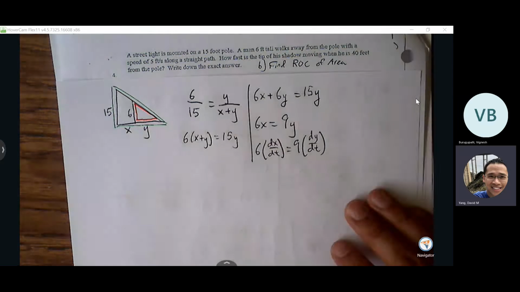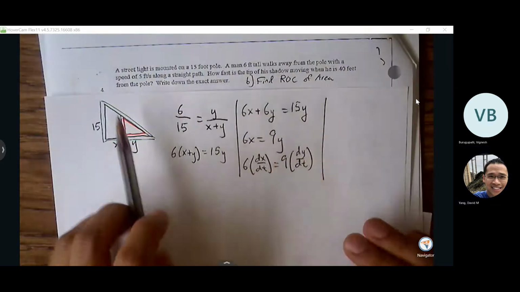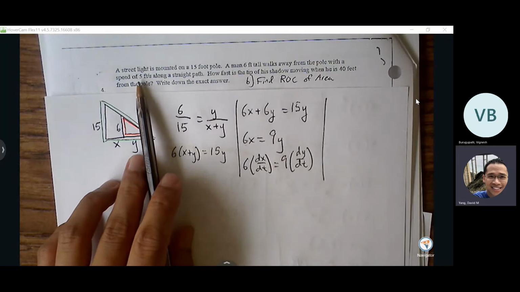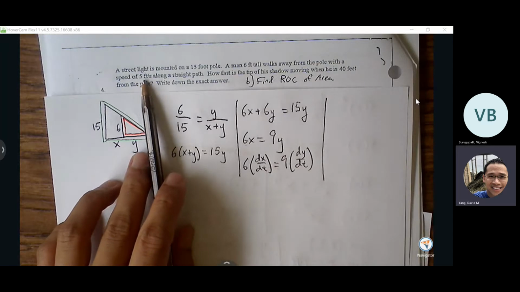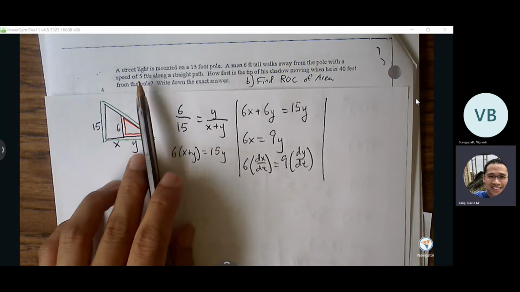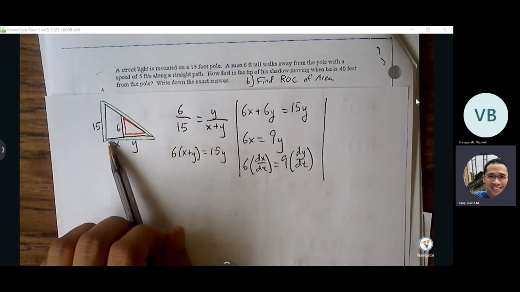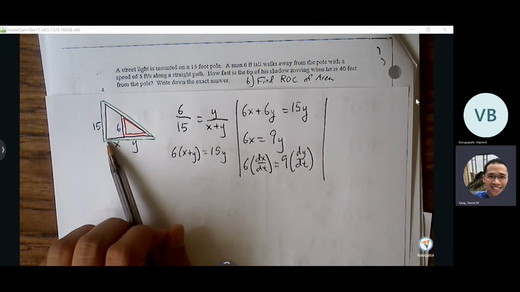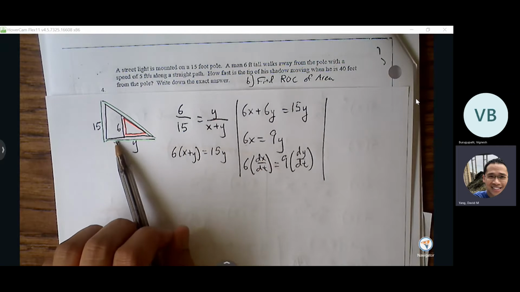Okay, let's see what information we can gather here. Man walks away at a speed of 5 feet per second away from the pole. What can we assign that number to? Good, dx dt positive 5, because as he's walking away from the lamppost, that distance between him and the lamppost is increasing.